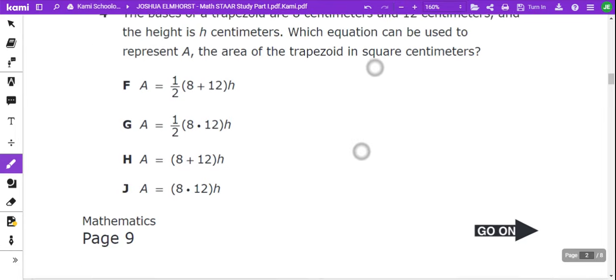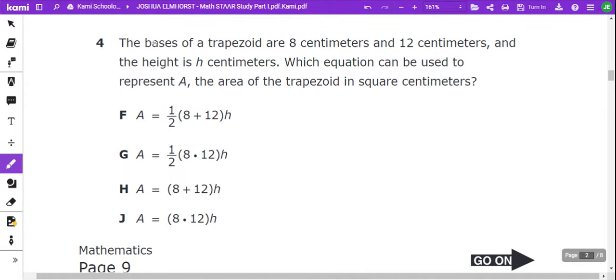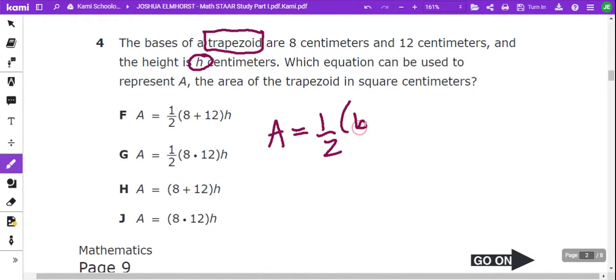Okay. Number 4, based on the trapezoid, this is a keyword here, so we're talking about area. 8 centimeters and 12 centimeters, and the height is h centimeters. Which equation can be used? So once you see trapezoid, you're going to look up the trapezoid formula: 1/2 base 1 plus base 2 times the height. And you write it down.